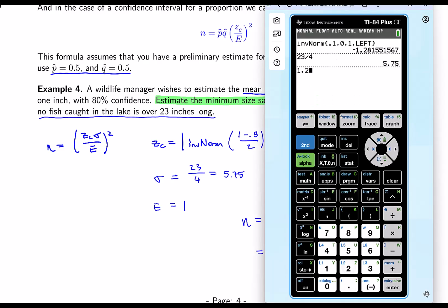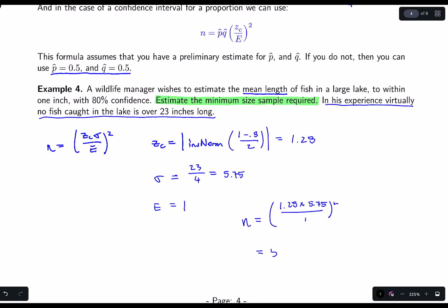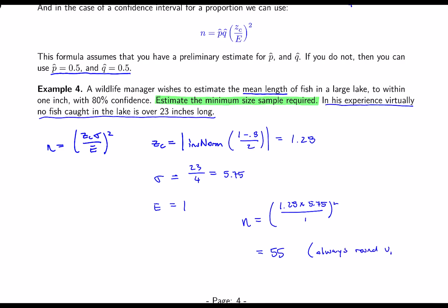Let's see what we get. So 1.28 times 5.75 divided by 1, and then squared. So 54.16, and this is another time where you do have to override the standard rounding rules, because if you go down to 54, you don't quite get the results that you're looking for, so you always round up. So this would be a minimum sample size of 55. Remember, always round up. Okay, but that's what we would do.